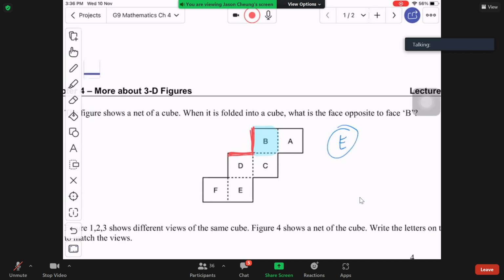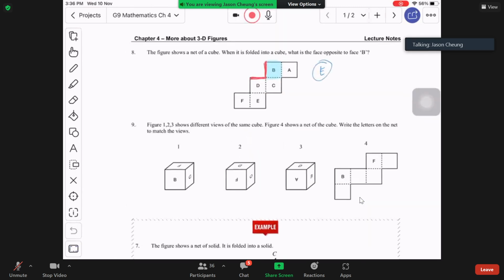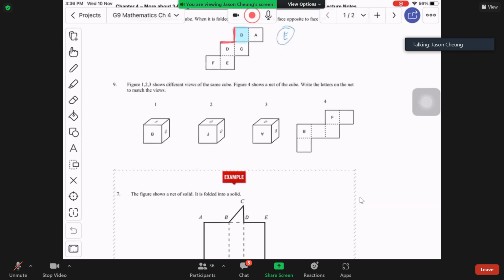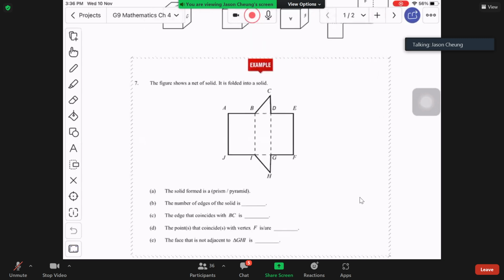Okay. All right, so this is question 8. Question 9, do at home. I will check the answers with you. All right, and then let's go to the example here below.